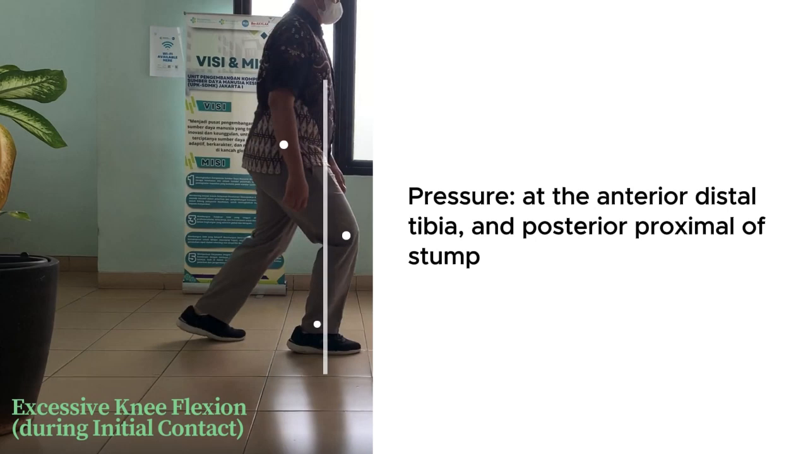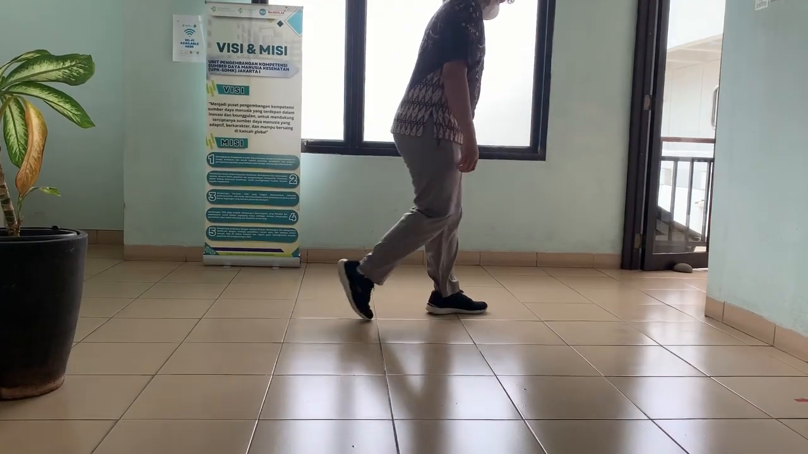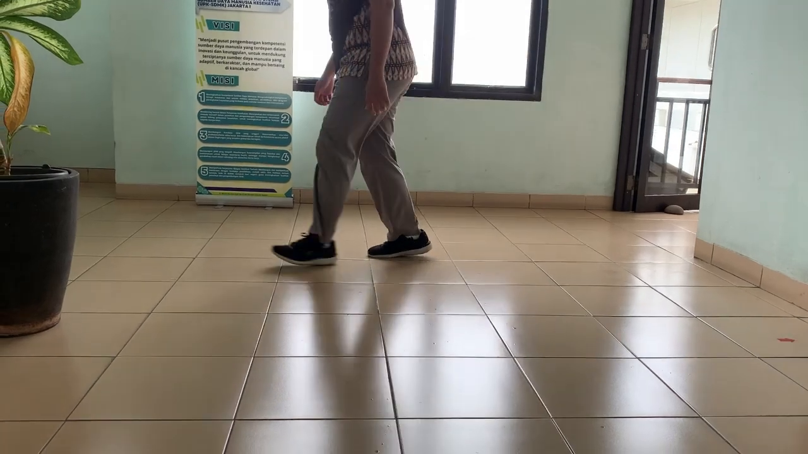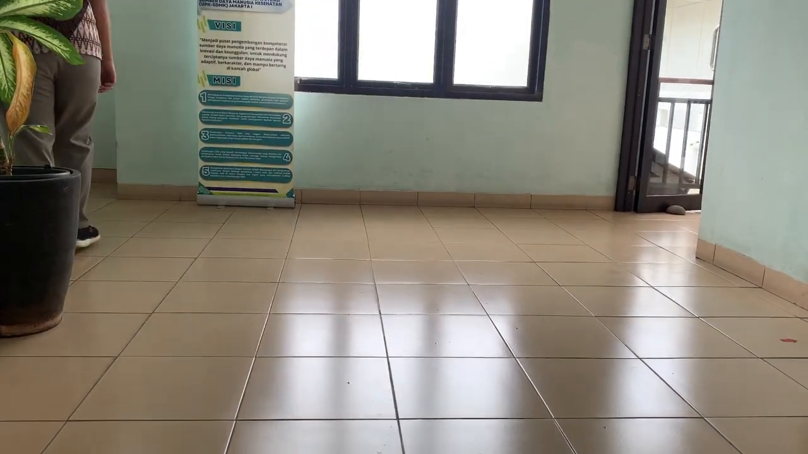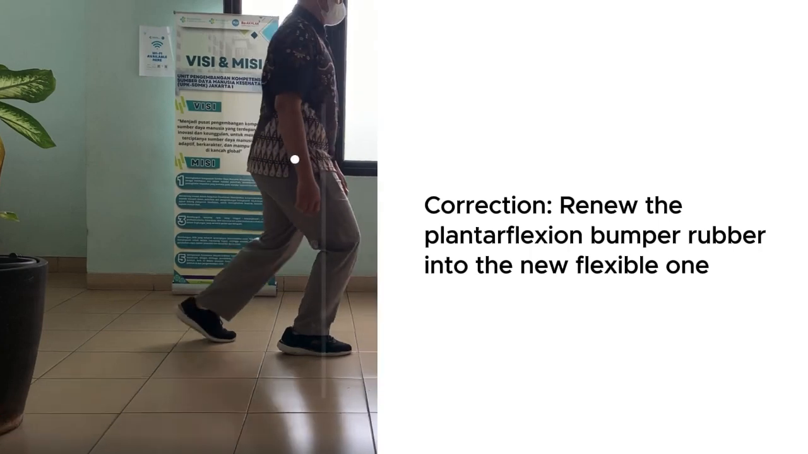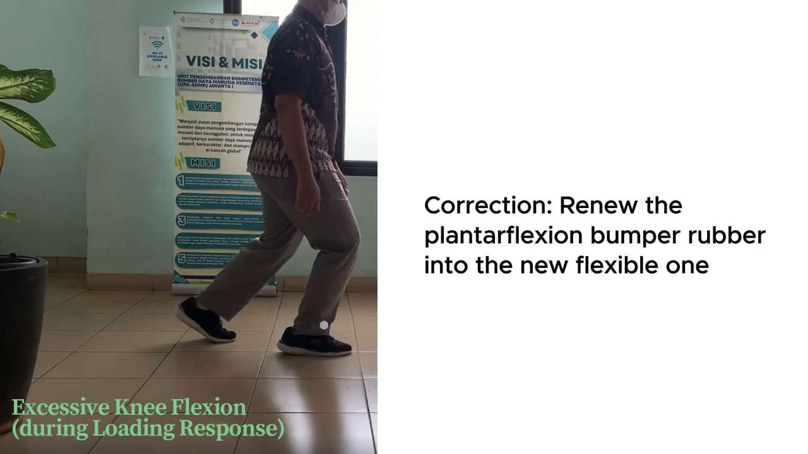And from all of that information, we conclude that the patient has excessive knee flexion during early stance phase. One of the causes of excessive knee flexion is a plantar flexion bumper that is too stiff. So the correction we can make to the prosthesis is to change the rubber of the plantar flexion bumper to a new one, so that the plantar flexion bumper is not stiff anymore.